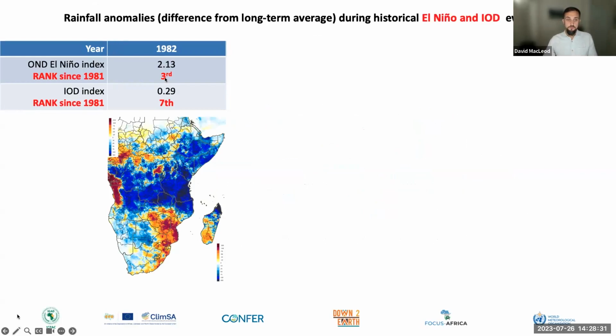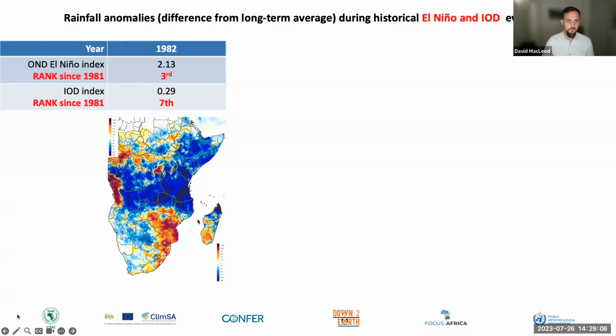First, with 1982, we see a typical El Niño. What I've shown here is the rainfall on the bottom, and at the top, I'm showing what the El Niño during OND was, and the rank. So the index was 2.13, but the rank was third. It was the third strongest El Niño since 1981. And I've done the same for the IOD. There, the IOD was 0.29 average. It was the seventh, so not the strongest, but we saw a large wet signal.